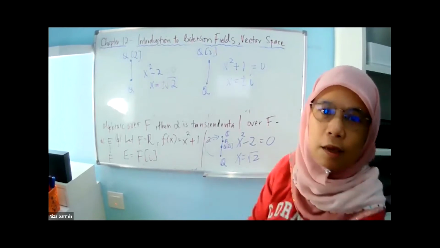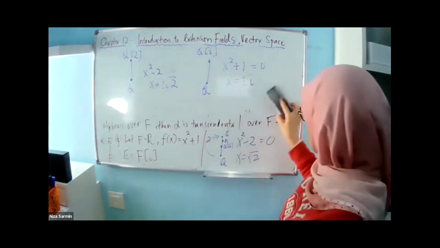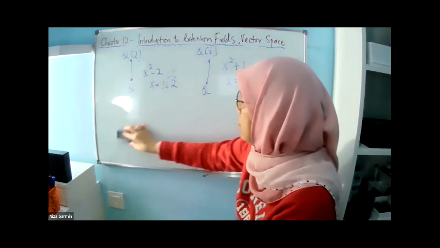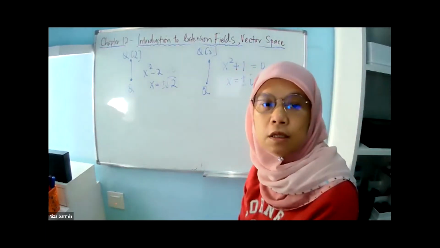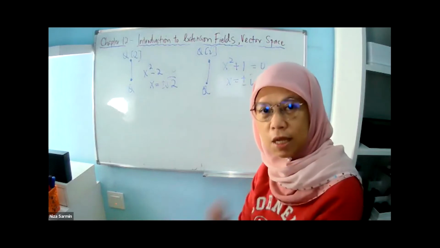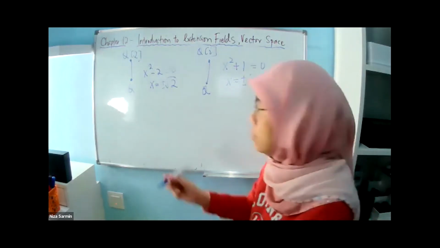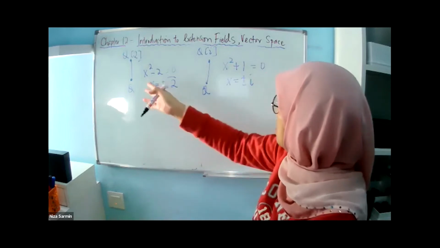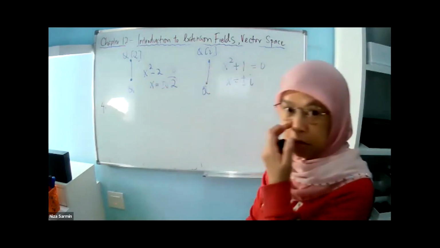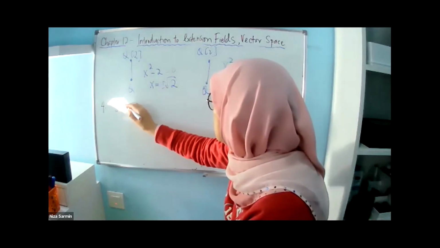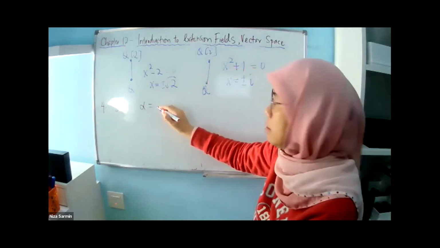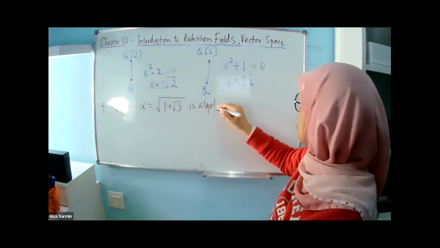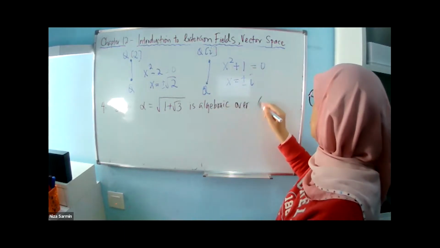Okay, next example. It's the other way around. The next question is to see whether a real number is algebraic or not. Okay, so you are given, so that one is number one, is two, three. Show alpha equal is algebraic over Q.